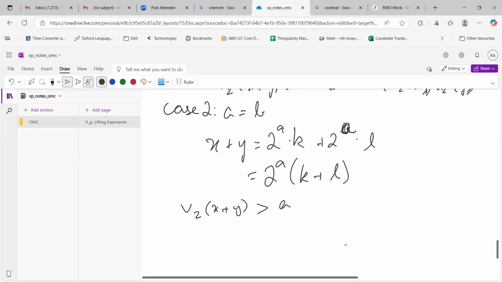Now we can't say anything really about the exact value of this v2. For example, I could have k equal to 1 and l equal to 3, in which case the v2 would be a plus 2. But maybe k is equal to 1 and l is equal to 7, and in that case v2 would be equal to a plus 3. So we cannot say anything about the exact value, but we can definitely get some inequalities, and these can be very helpful in problems.